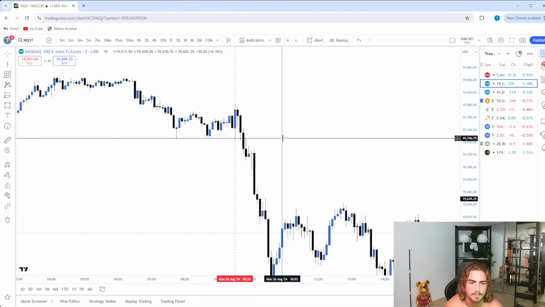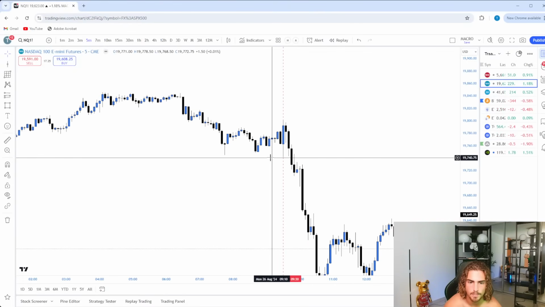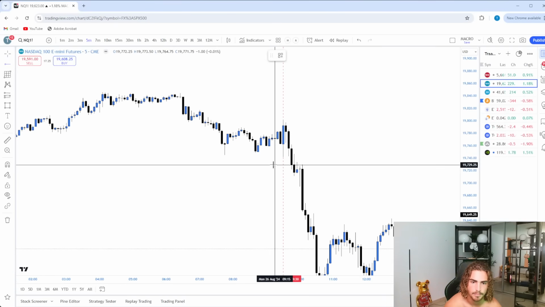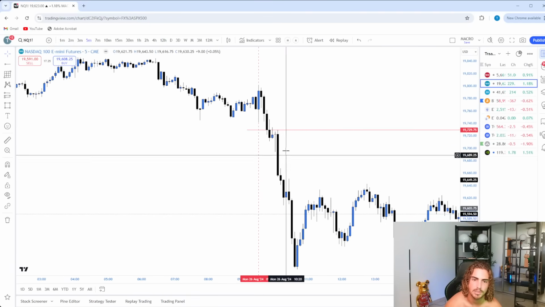Not seeing too much here. Okay, let's say, boom, sweep of liquidity, break of structure. Hey, low key though. Break of structure, where do we get it? Off this candlestick right here. When is this? 10:05? Eh, not so much.